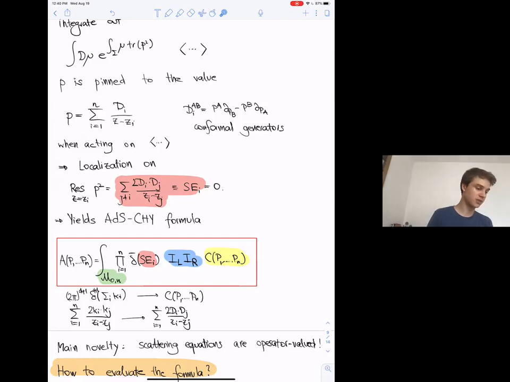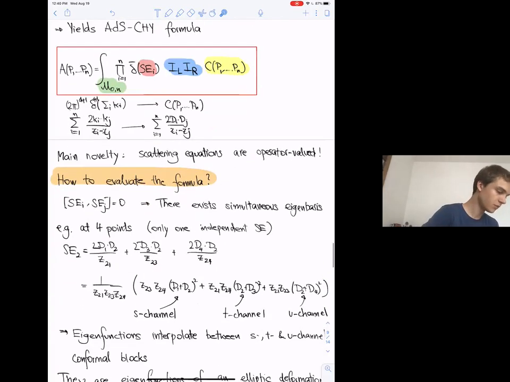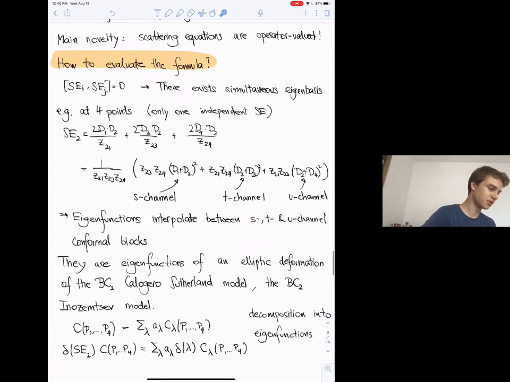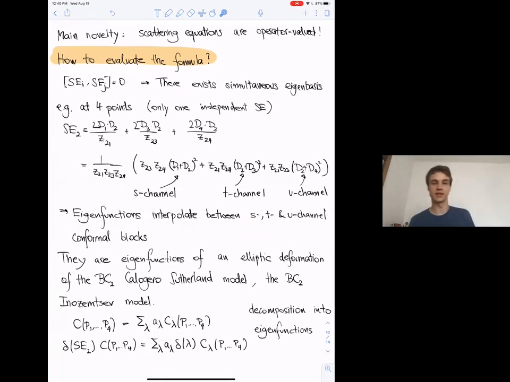But there is, of course, a very novel feature, namely that the scattering equations are operator valued. So you might complain that this formula is kind of a stupid formula because we have a delta function of an operator. So how are we even supposed to evaluate that formula? Okay, so let me first explain how you should understand that formula and then prove that formula.